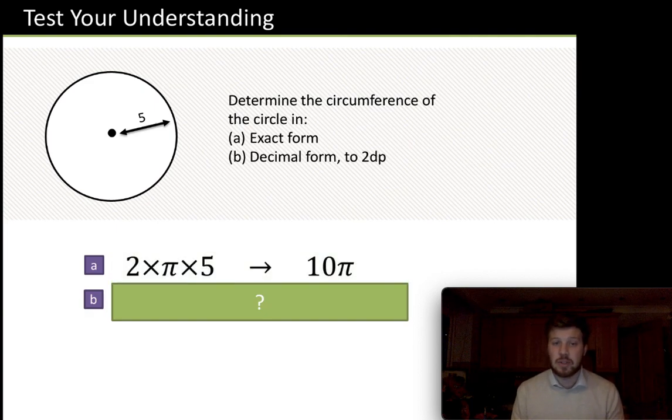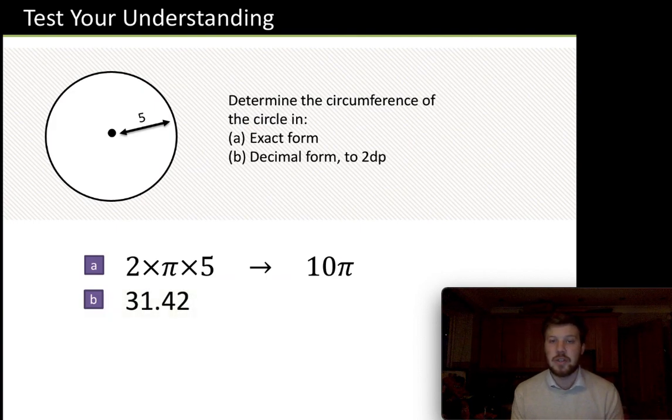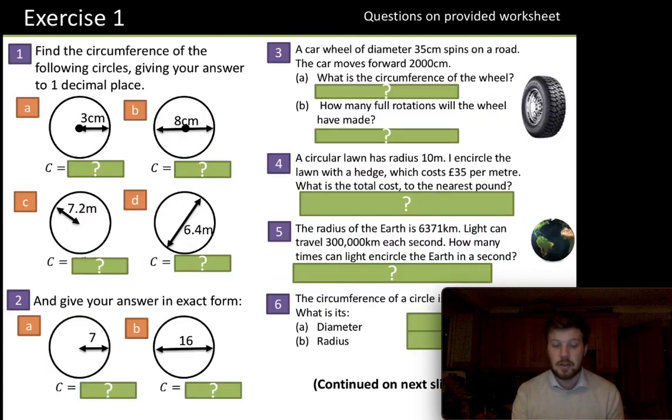So for A, we should have got 2 times pi times 5, which is 10 pi, and for B, it's 31.42. So have a go at the questions on your worksheet. They should be handed out right now.